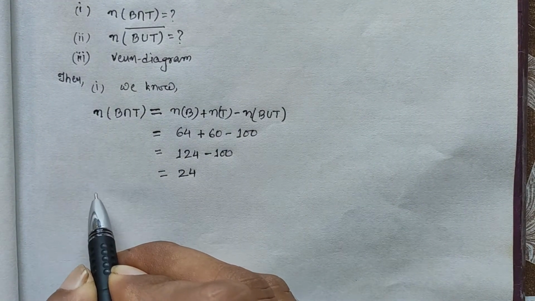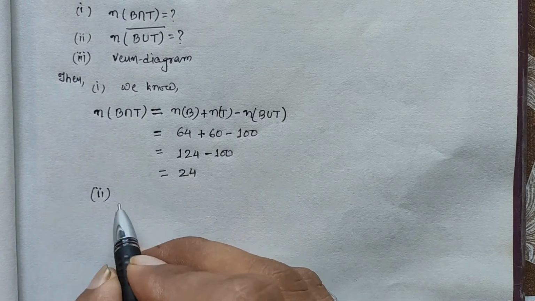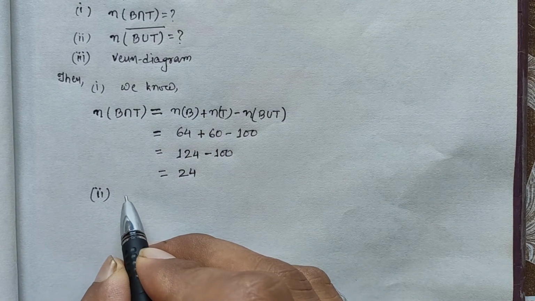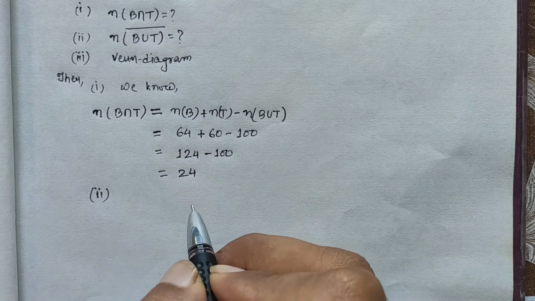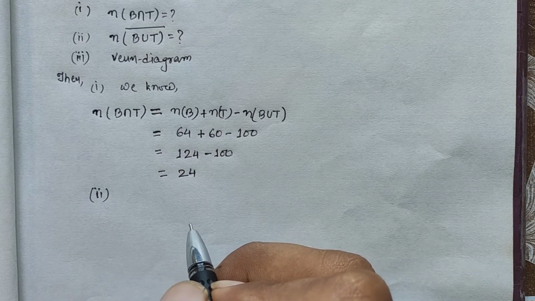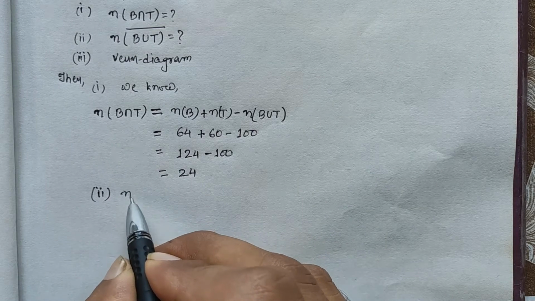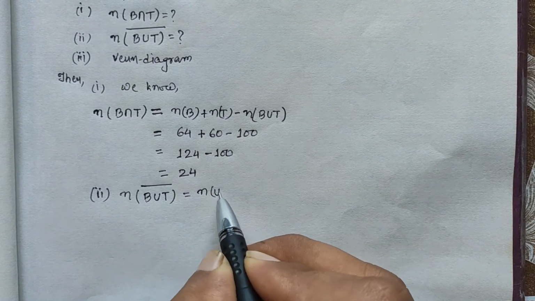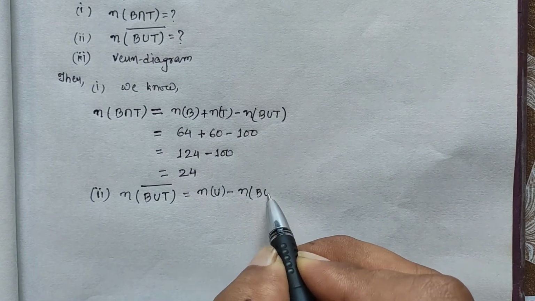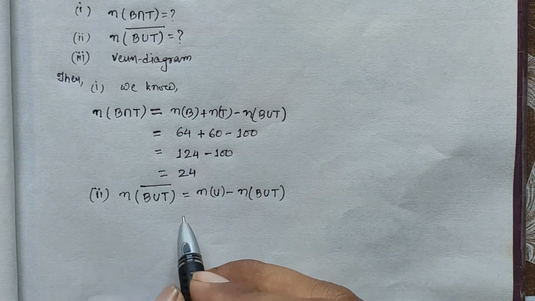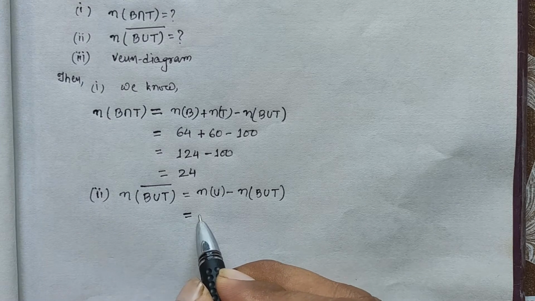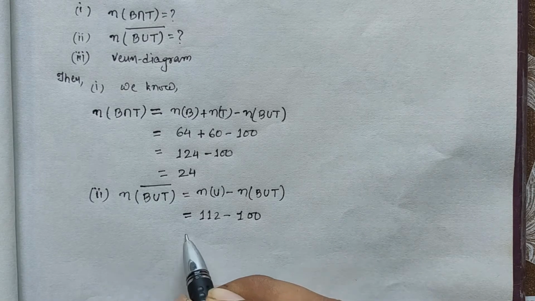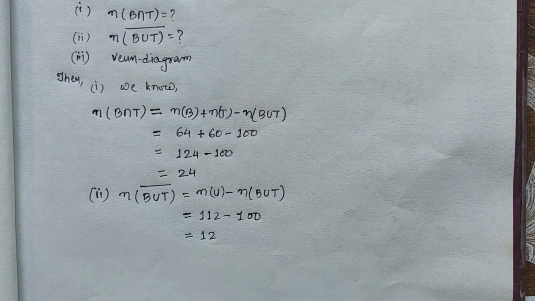So we have to solve part double I also. Here we have to find the complement. So we know the formula for complement. The complement of A union B is n(U) minus n(A union B). So the formula for the complement of B union T is n(U) minus n(B union T). So you have to learn all the formulas to solve this type of question. Okay, so n(U) is given as how much? 112, and the union we have already found is 100, so the complement is 12.